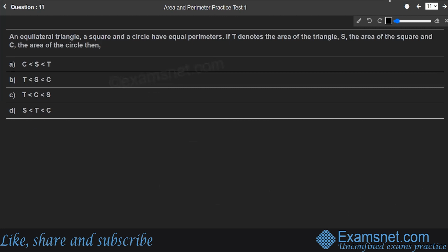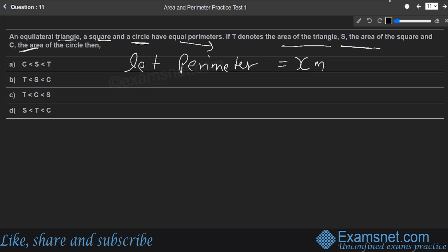Now he says an equilateral triangle, a square and a circle have equal perimeters. Perimeter is the length of the outer boundary. If T denotes the area of the triangle, S the area of the square, and C the area of the circle, then which of the following is right? The perimeter of all the shapes is equal, so let us assume that perimeter to be x centimeter, anything. Then let's compare each shape one by one.